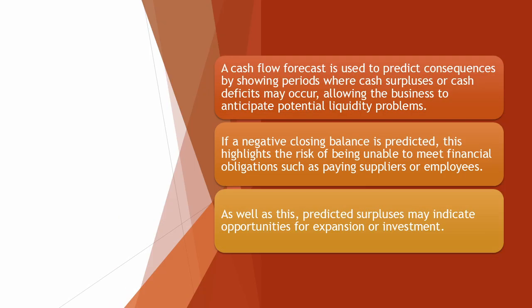A cash flow forecast is used to predict consequences by showing periods where cash surpluses or cash deficits may occur, allowing the business to anticipate potential liquidity problems. If a negative closing balance is predicted, this highlights the risk of being unable to meet financial obligations such as paying suppliers or employees. As well as this, predicted surpluses may indicate opportunities for expansion or investment.